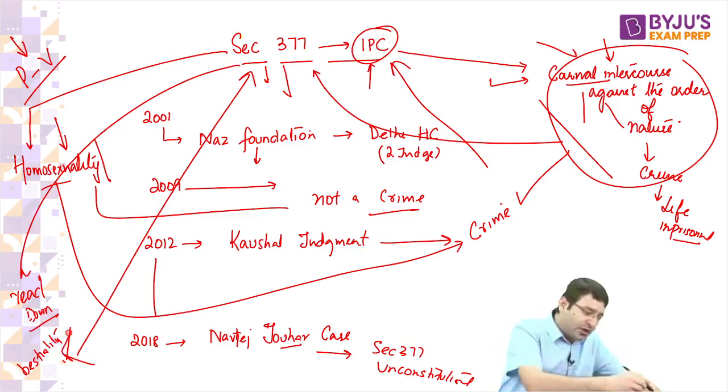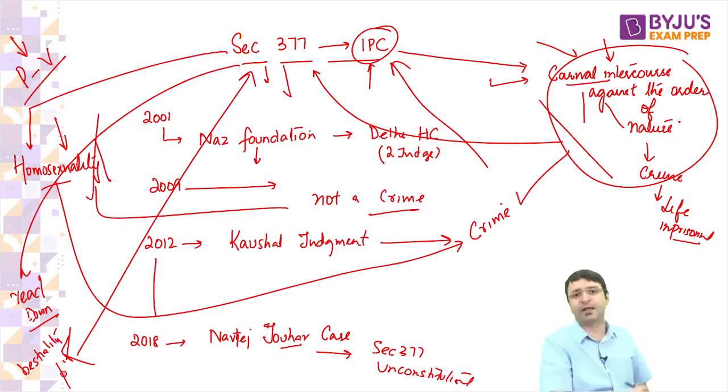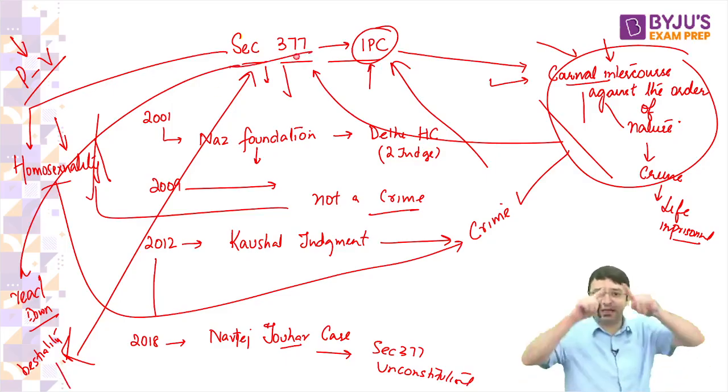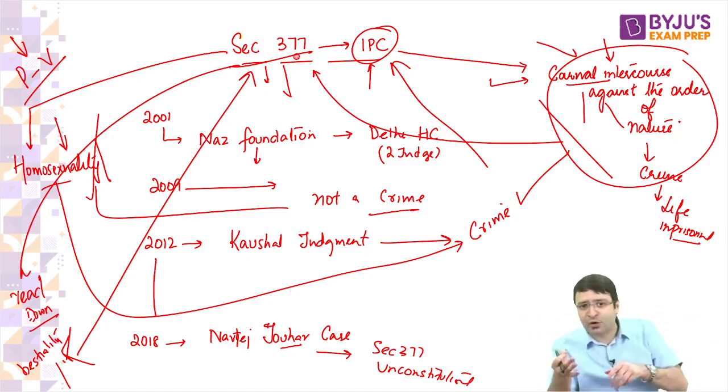The thing which is allowed is homosexuality. Homosexuality is not a crime. But other forms of carnal intercourse against the order of nature, for example, bestiality, it's still a crime. That means Section 377 completely has not been declared unconstitutional. It has been read down. Its implication has been removed. Implication in the sense, homosexuality is not a crime.